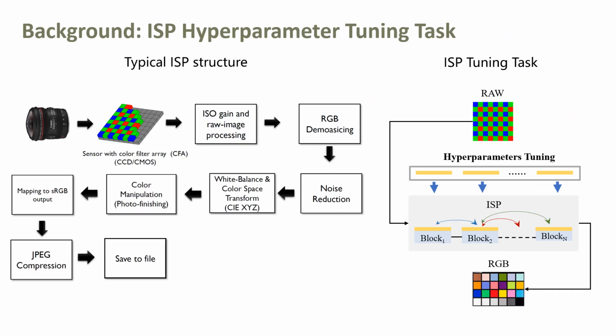First, we introduce the definition of the ISP hyperparameter tuning task. On the left is the typical ISP structure. ISP is a low-level image processing pipeline with some processing modules, each controlled by a set of hyperparameters. On the right is the ISP hyperparameter tuning task. These hyperparameters affect not only the output images but also the downstream tasks. It is important to find optimal ISP hyperparameters for different tasks.